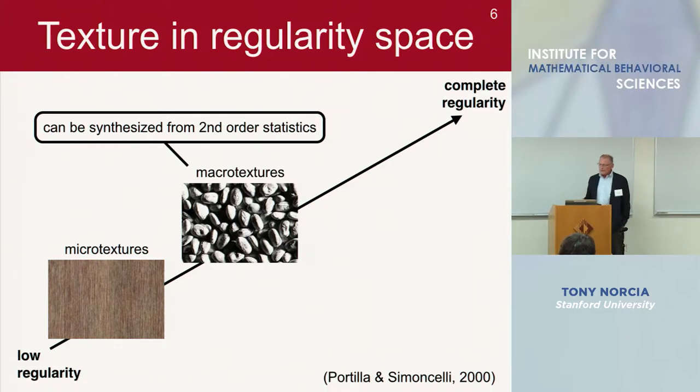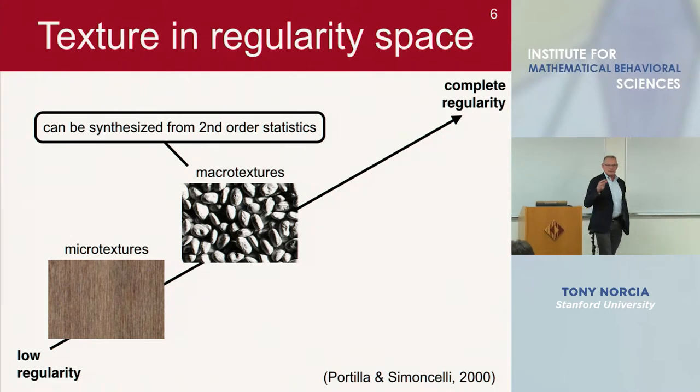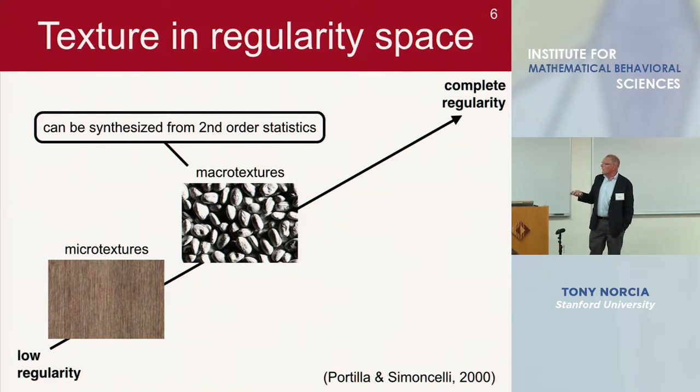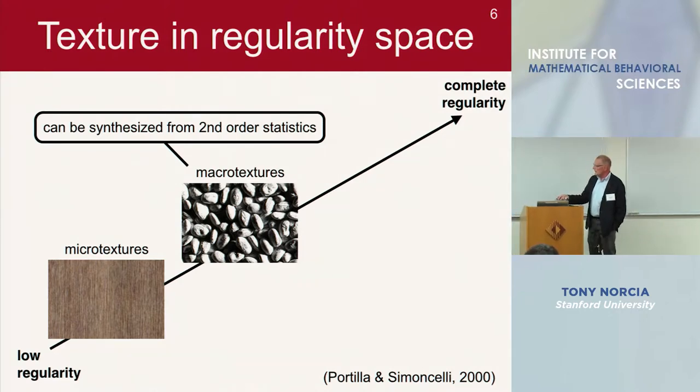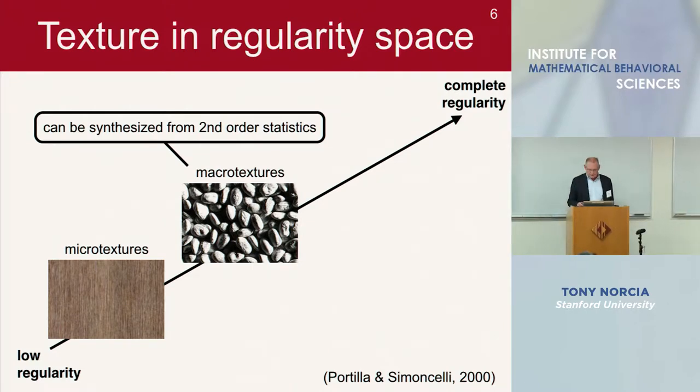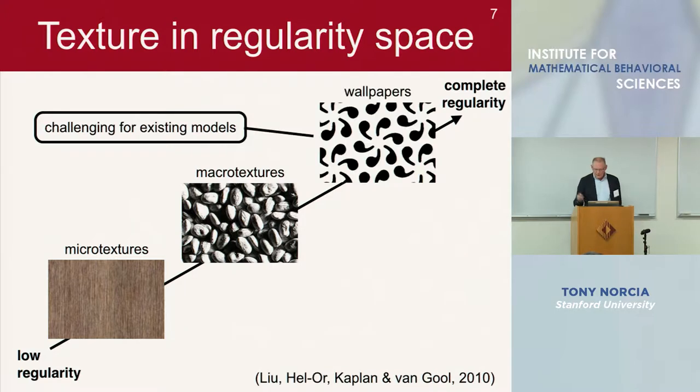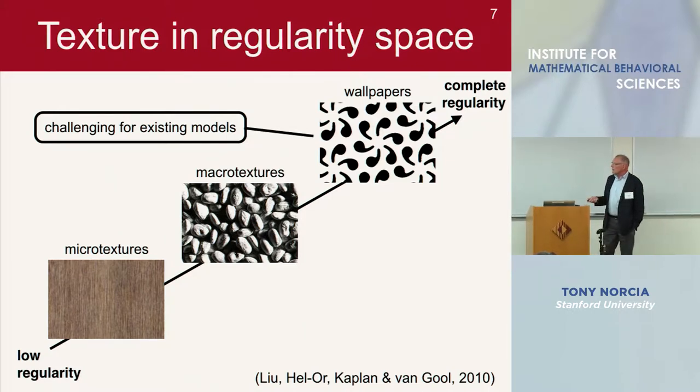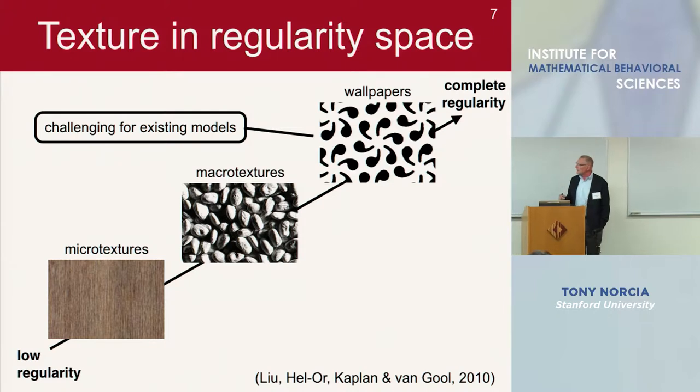There's another class of textures that are called macrotextures that are somewhat more complex. They have pairwise correlations between different spatial frequencies, orientations, and positions. So if you have a histogram of joint statistics, you can synthesize these more complex textures. And this was something that was really popularized by Portilla and Simoncelli, more structured. And then finally, we have the wallpapers, which are completely regular. So it's a nice space. We can go from low regularity to high regularity and think about how this works in the brain.